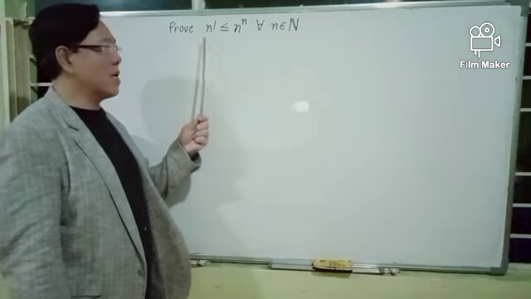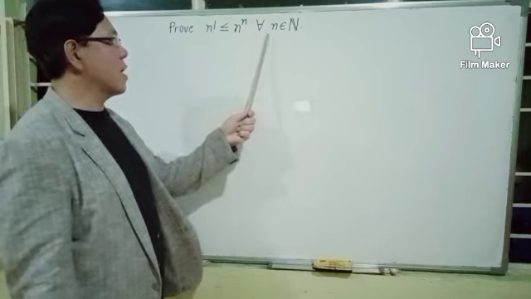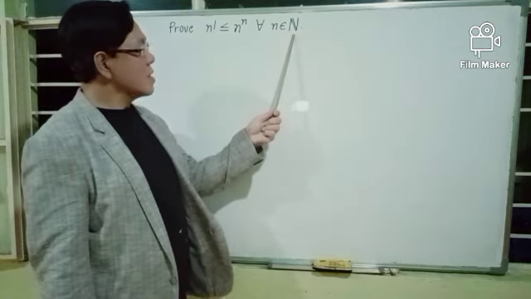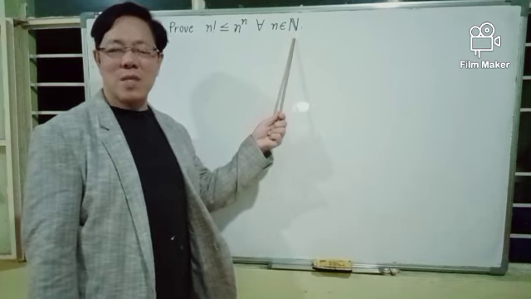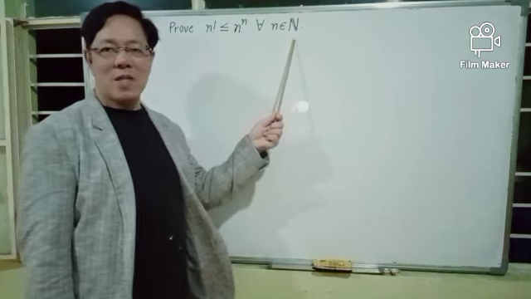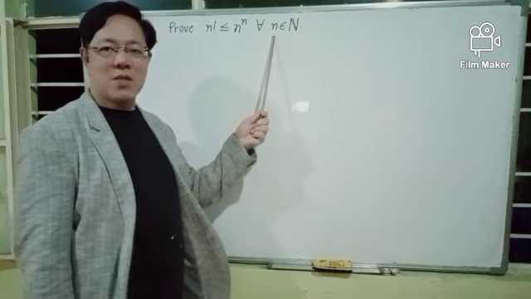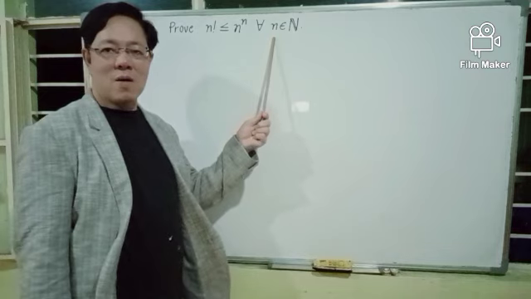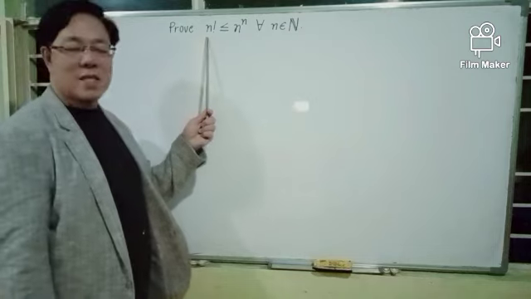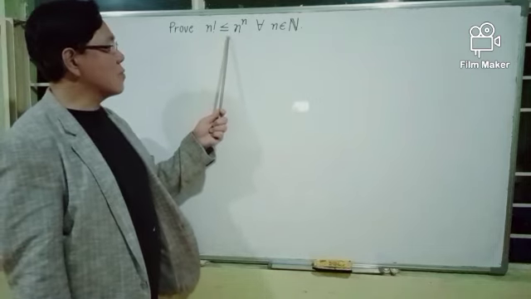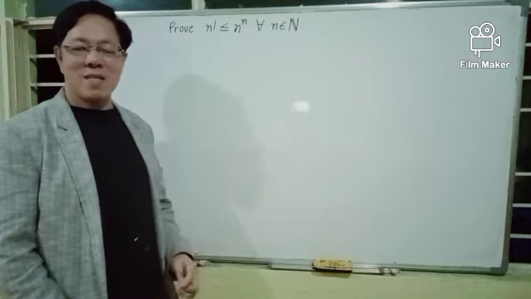Prove n factorial is less than or equal to n to the power n for every n an element of N. Capital N here is the set of natural numbers, or the set of positive integers, or the set of counting numbers. And so a small n here is a positive integer. The smallest of the positive integers is 1. And we want to prove that n factorial is less than or equal to n to the power n. And we will prove this by mathematical induction.